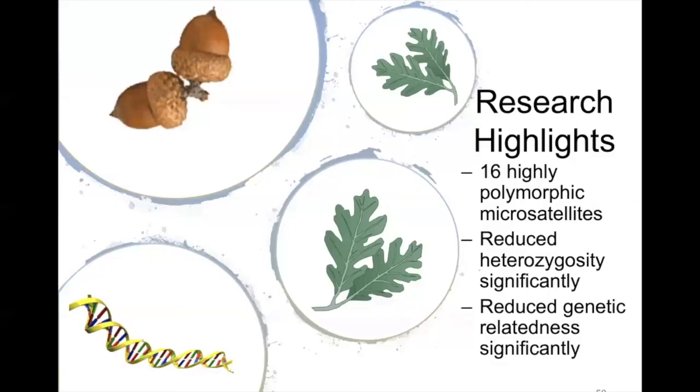Next slide. So just in review and just to highlight everything, our 3 main findings are that we were able to develop 16 highly polymorphic microsatellite or SSR markers for white oak, for Quercus alba. We were also able to show that there is a significant reduction in heterozygosity between our control or natural stands and our thinned stands, and that there is also a general trend and significant reduction in genetic relatedness on the managed plots compared to the control.